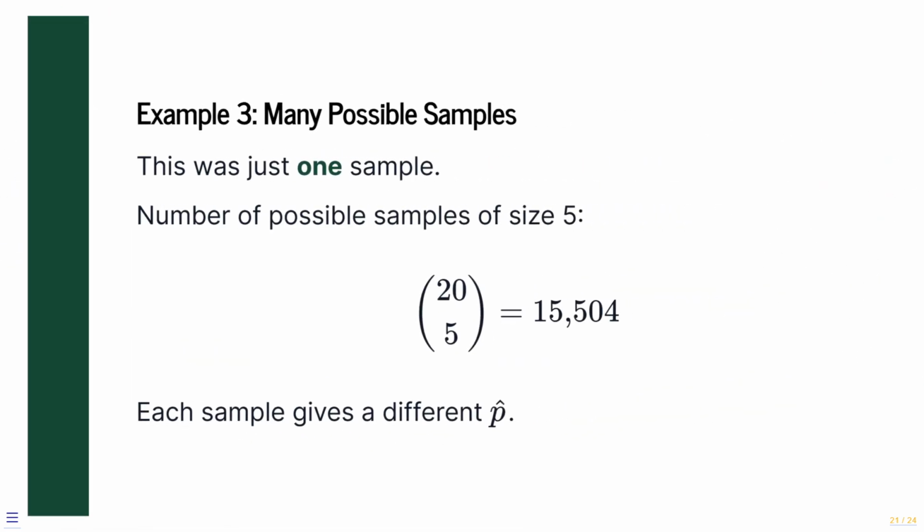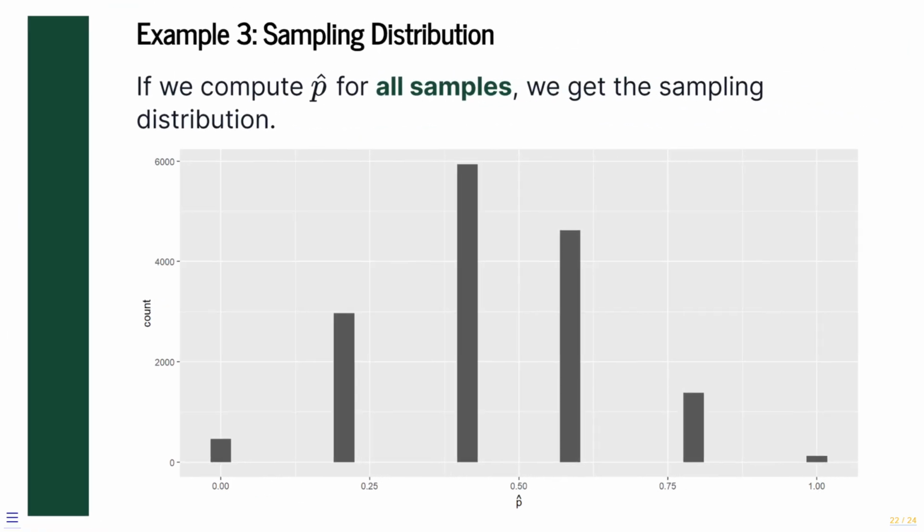In fact, there are many possible samples of size 5. The total number is given by the combination formula, 20 choose 5, which equals 15,504 possible samples. Each one would produce its own value of p hat. This highlights why a single sample never tells the whole story. If we computed p hat for every possible sample and plotted the results, we would obtain the sampling distribution of p hat. That distribution shows the pattern of variability in our estimator across repeated sampling. This is the key object that allows statisticians to quantify uncertainty.